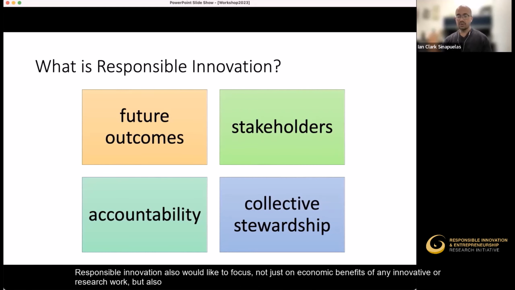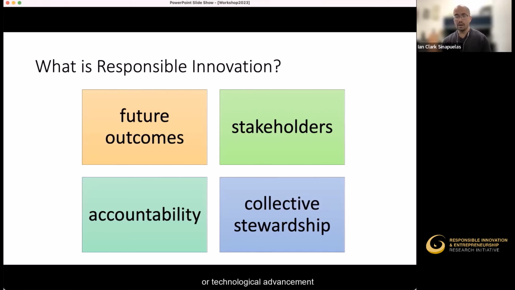Responsible innovation also would like to focus not just on economic benefits of any innovative or research work, but also technological advancement. But consider, when you're doing responsible innovation, consider the societal impact along with the market impact in technology advancement. The second key aspect of the definition is stakeholders.